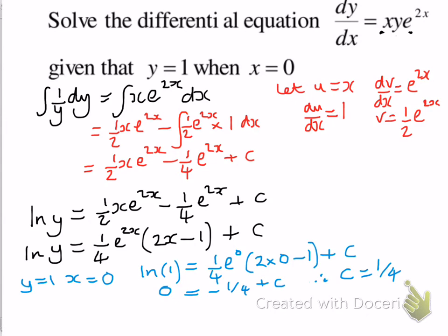I can now say that ln y is equal to a quarter e to the 2x, 2x minus 1 plus a quarter.